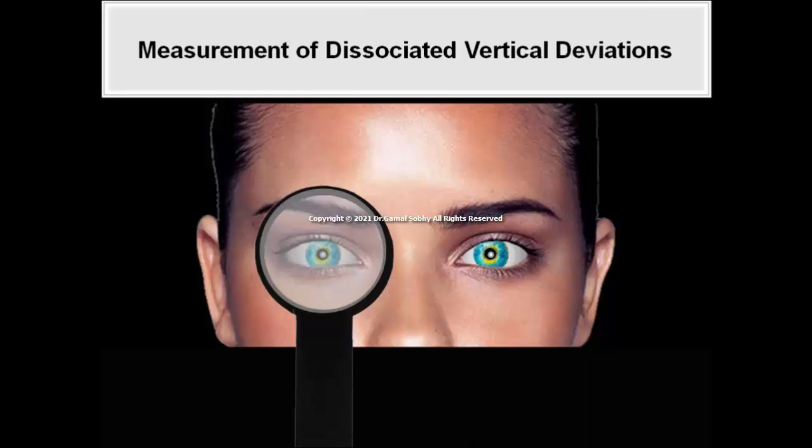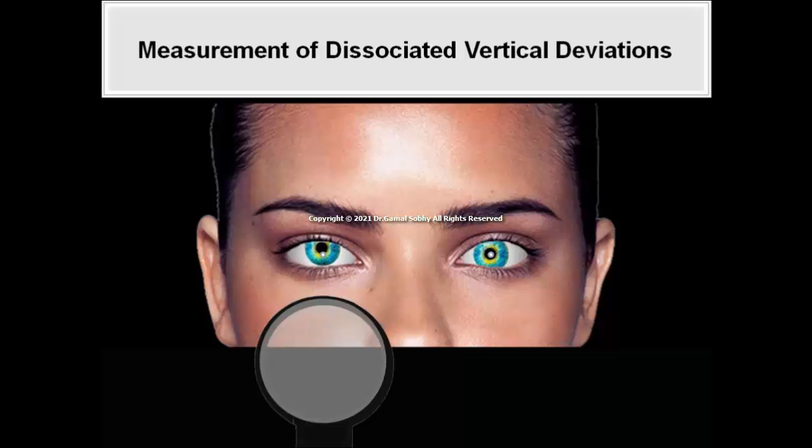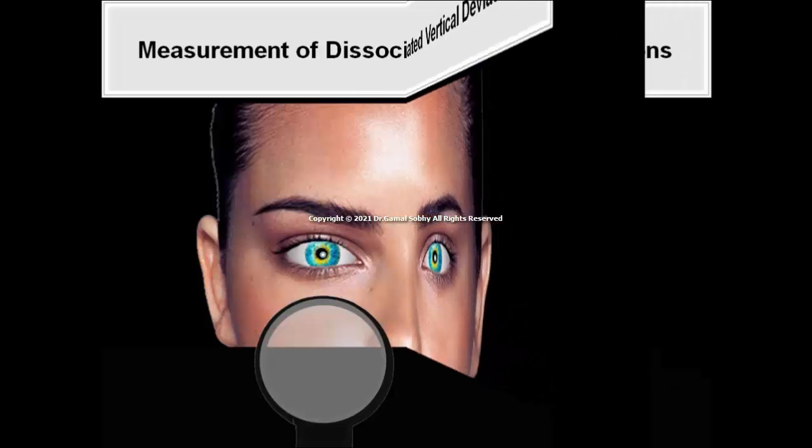Measurement of dissociated vertical deviations. In DVD, the cover test reveals that the eye turns upward under the cover. Then, after removal of the cover, the eye makes a slow downward movement accompanied by incycloduction. The translucent occluder of Spielmann is especially useful in the diagnosis of this condition.